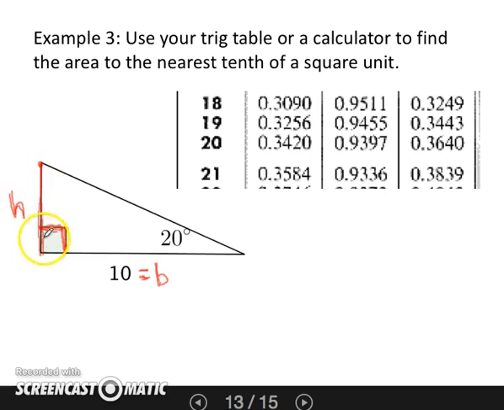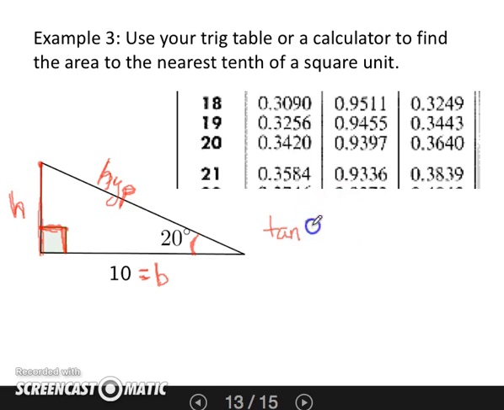So I have opposite, here's my right angle, here's my hypotenuse. I'm just going to label that the hypotenuse, so that this doesn't get confused with h. I'm not worried about the hypotenuse. I'm going to ignore that. I need the height and I have this base, so I need the opposite leg and I know the adjacent leg to this 20-degree angle. So the appropriate trig function to choose is tangent.